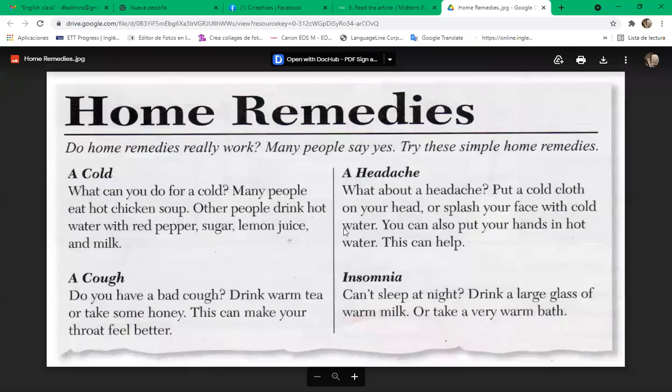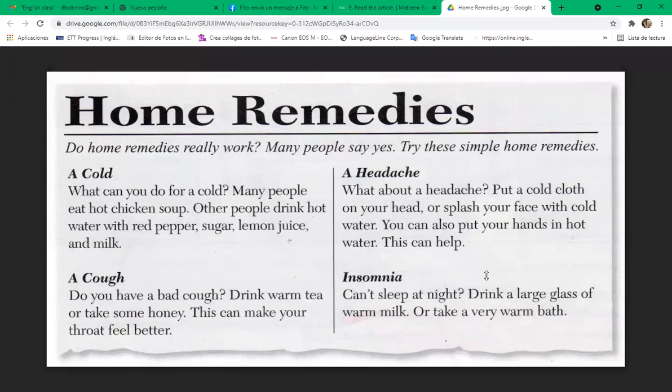Next, a headache. Dolor de cabeza. Okay, put a cold cloth. Yes, cloth. Como prenda, un trapo. Literalmente es tela, pero sí se puede decir aquí como trapo. Put a cold cloth on your head.